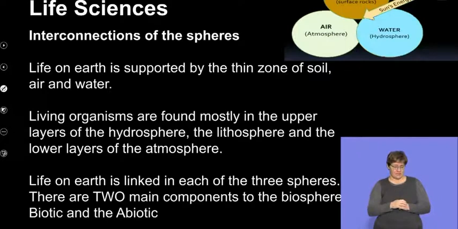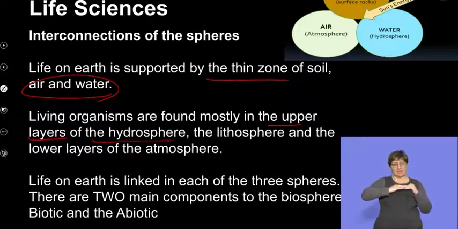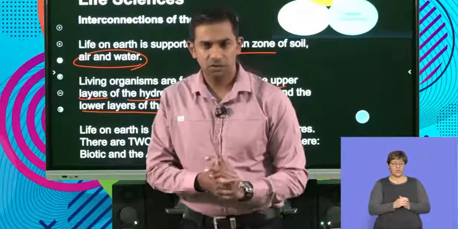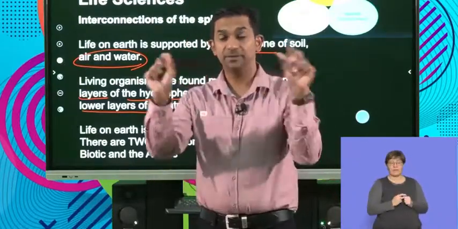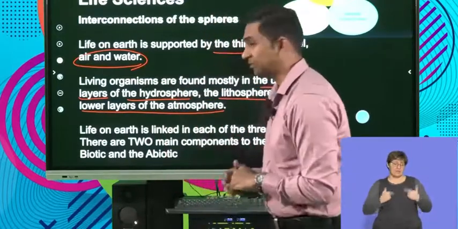So life on Earth is supported by a thin zone of soil and air and water. The living organisms are found mostly in the upper layers of the hydrosphere, lithosphere, and the lower layers of the atmosphere. So essentially, as we noted earlier on, although the layers of the atmosphere are several kilometers long, it is probably the closest layer to the surface of the Earth that supports life forms.